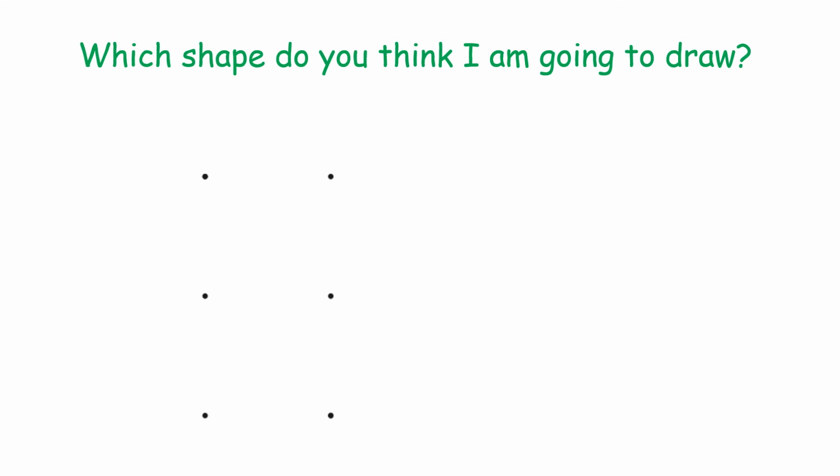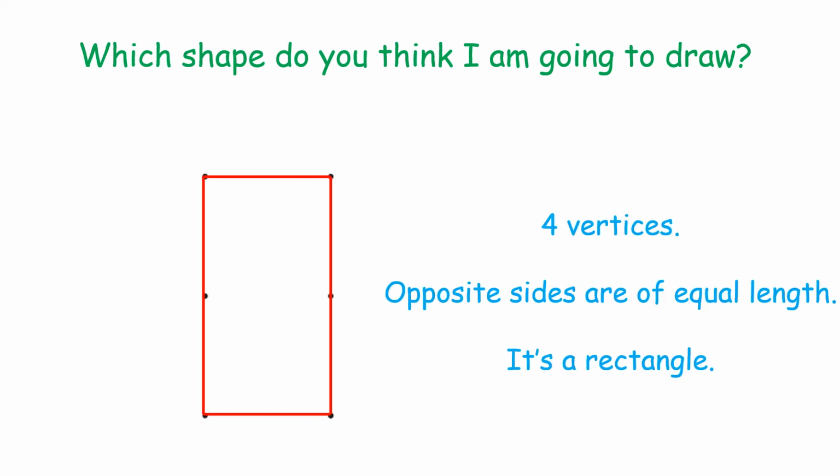Have another go with this shape. Which shape do you think I'm going to draw? It's got 1 side, 2 sides, 3 sides, 4 sides. 4 sides, but they are not all of equal length. It had 4 vertices. It's a rectangle.